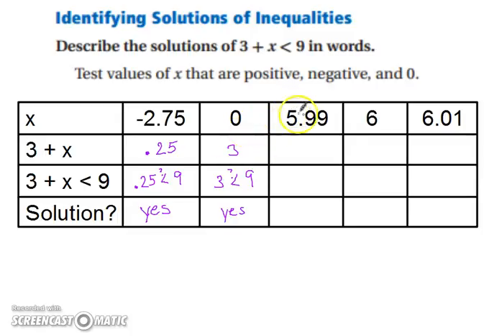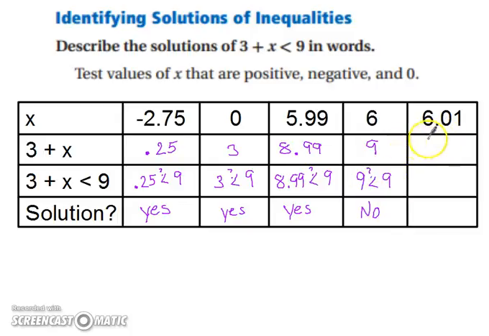Alright, how about 3 plus 5.99? Well, 3 plus 5.99 is 8.99. Is 8.99 less than 9? Yes, it is. Alright, well, how about 6? 3 plus 6 is 9. Is 9 less than 9? No, 9 is not less than 9, it's equal to 9. So that's not a possibility.